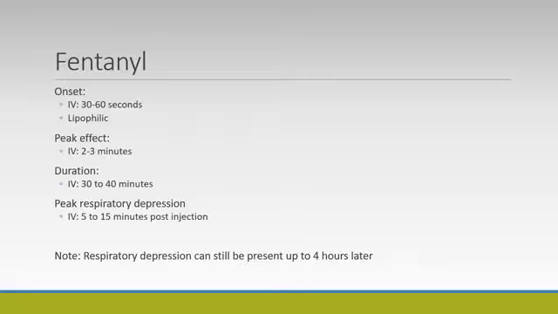As far as the duration, given IV, the alpha half-life is about 30 to 40 minutes. And we see a peak respiratory depression that occurs about 5 to 15 minutes after the initial bolus. So we get that initial onset and that peak effect, but we don't see the respiratory depression component for a little bit of time, about 5 to 10 minutes or so. Of potential note is that in some patients, the respiratory depression can still be present much longer, about 4 hours later. So we can see that in a select few patients.